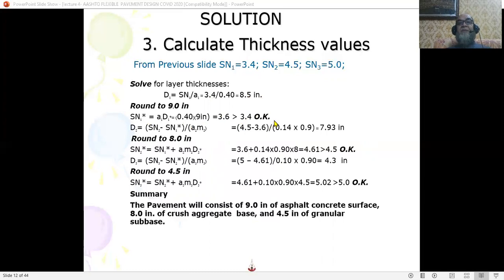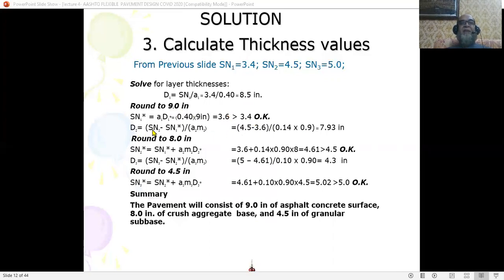If you don't find this value, even by rounding this to 0.5, then you further increase by 0.5. Keep on increasing till you get this value greater than the required value. Normally, it doesn't happen. It's very rare that once you round that up by 0.5 inches more, it doesn't give you a value greater than the required.